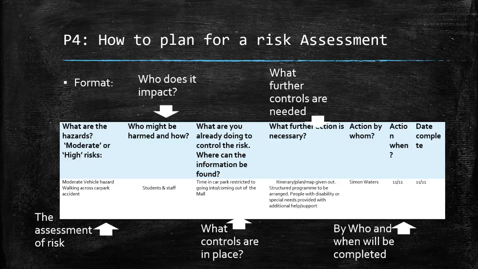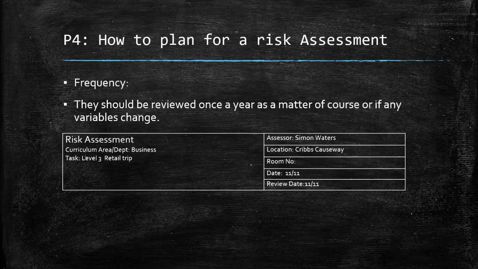This risk assessment was for a trip. That was the date of the trip, and that was done this year, I think. Frequency, it should be reviewed every year as a matter of course, okay? Or if a variable changes. Now that could be if new students come in, or if, let's say, a student became pregnant, I would have to change it because the variable has changed. It could be, let's say, this was going to the mall. There could be some building works happening in the mall that I might need to consider, or something that might happen.